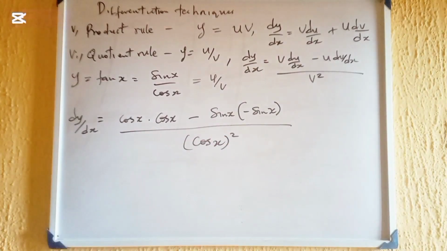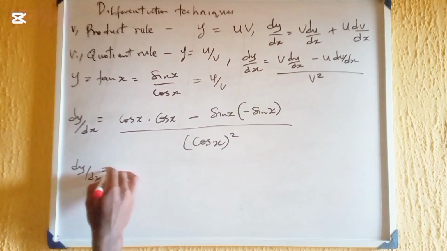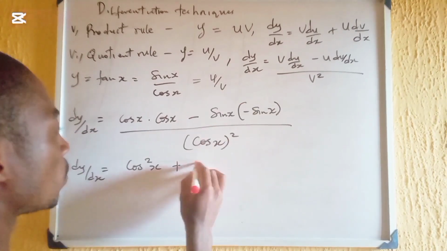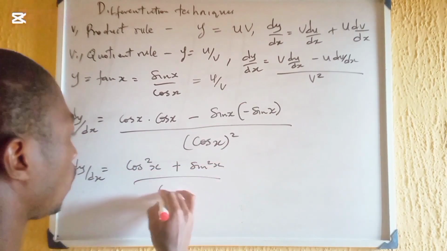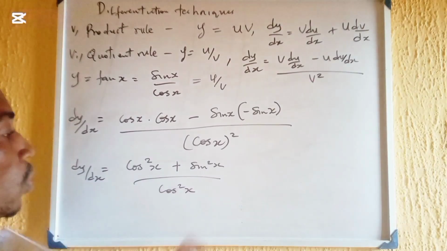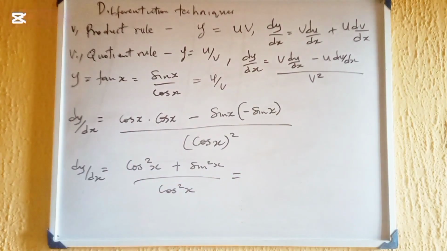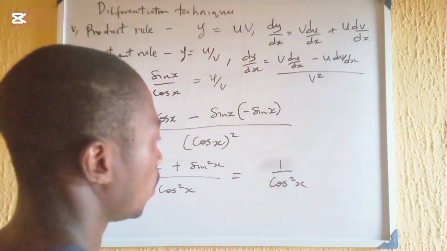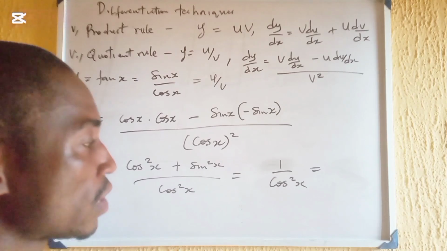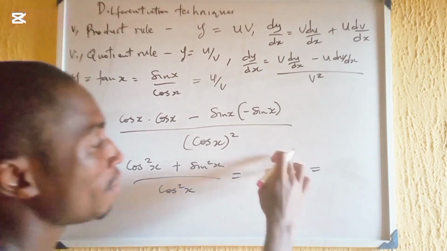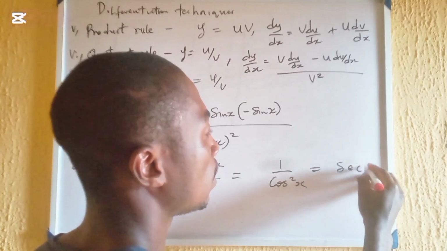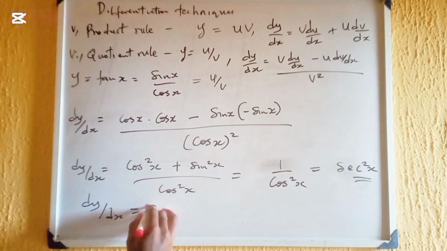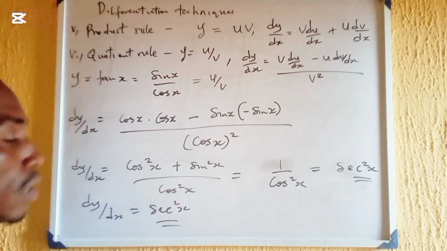So what do we have? dy/dx is equal to cos squared x minus times minus plus sin squared x, over cos squared x. But remember from trigonometry that sin squared x plus cos squared x is equal to 1. So we're having 1 over cos squared x. Also from trigonometry, the inverse of cos x is called sec x. So since we're having 1 over cos squared x, it means that the answer is sec squared what? x. So dy/dx is equal to sec squared x.